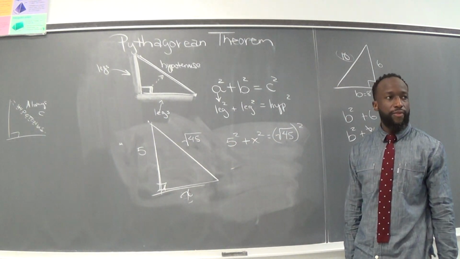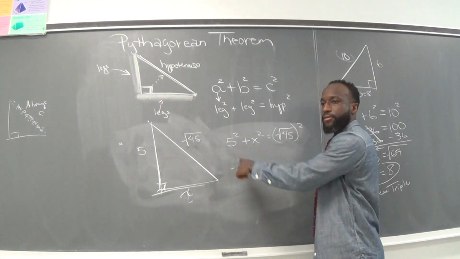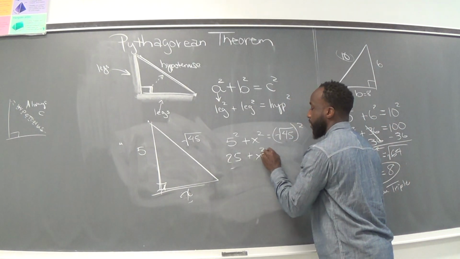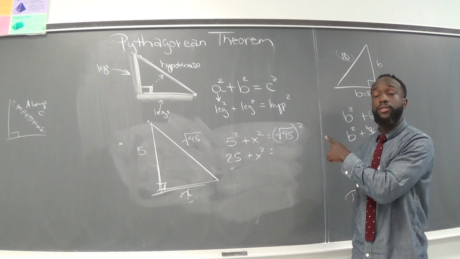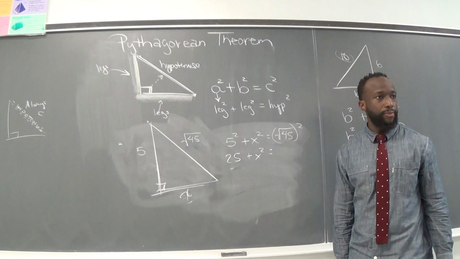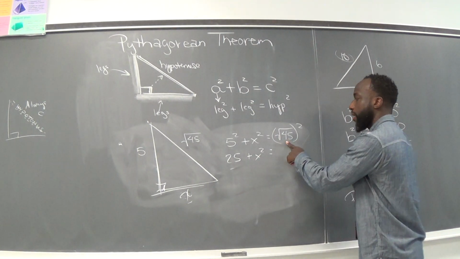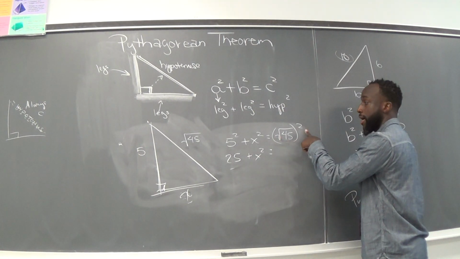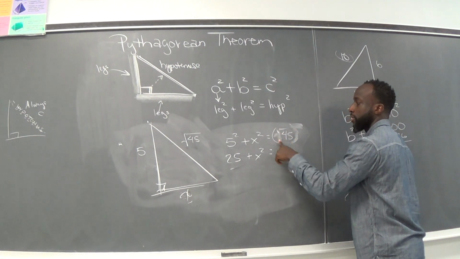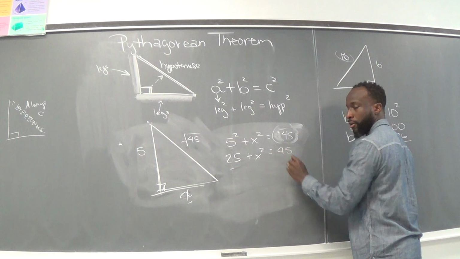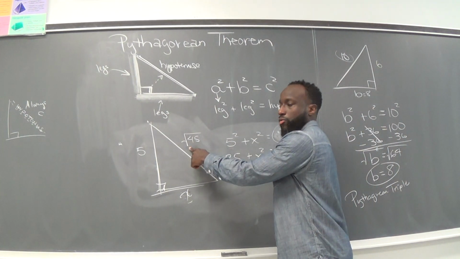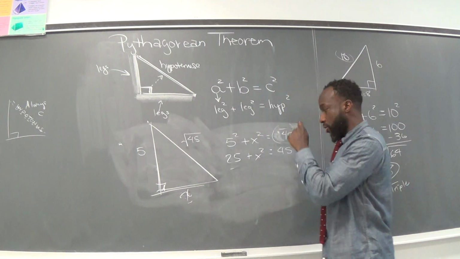Okay? First things first, let's simplify. So you got 5 squared is what? 25 plus x squared equals the square root of 45 squared is what? 45. It's going to be a straight 45. That's it. The square root of 45 squared means that this squared cancels out this radical. So now you're just left with 45. Okay? So keep in mind that the square root of 45 squared is going to be 45.